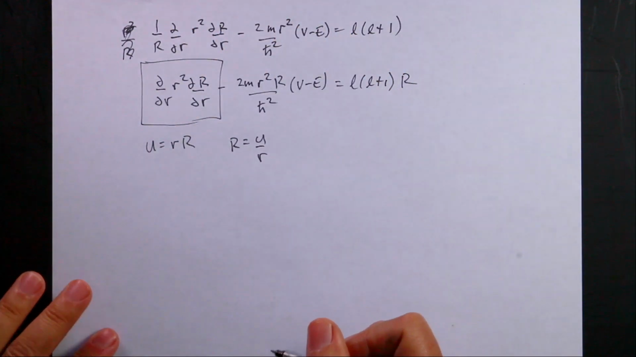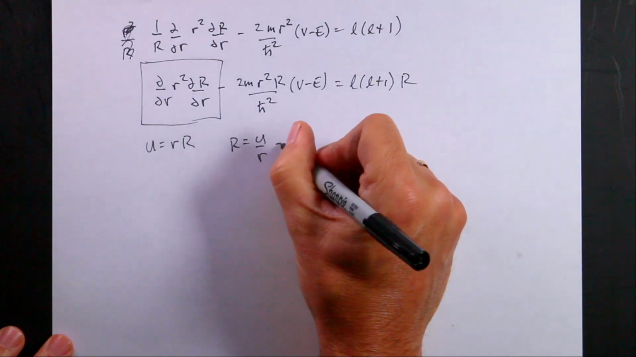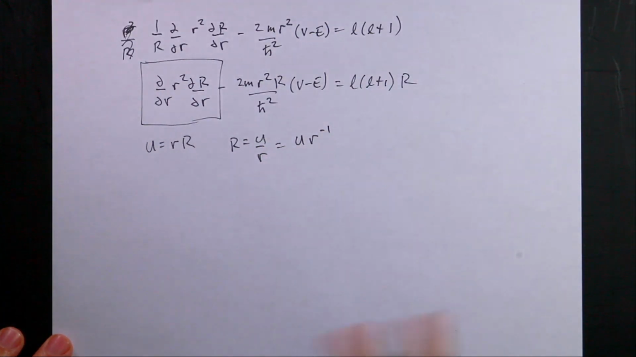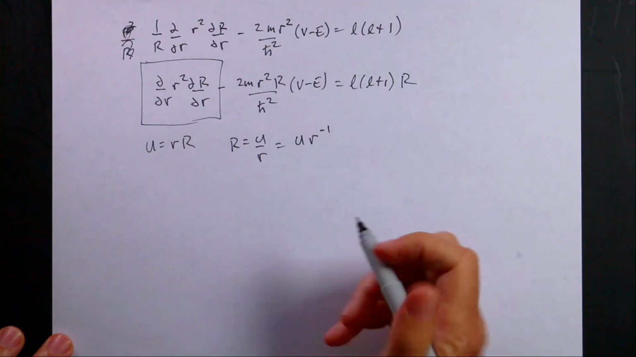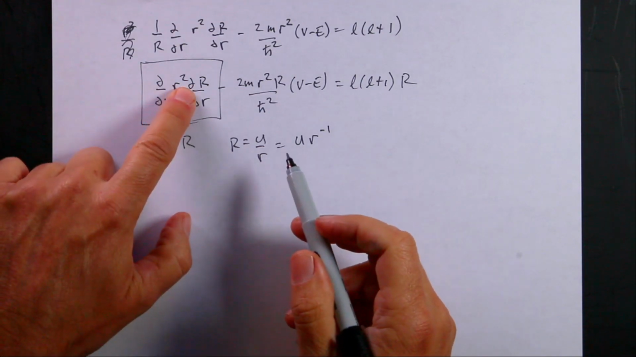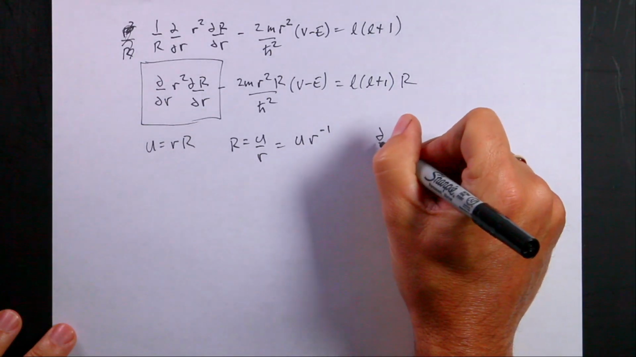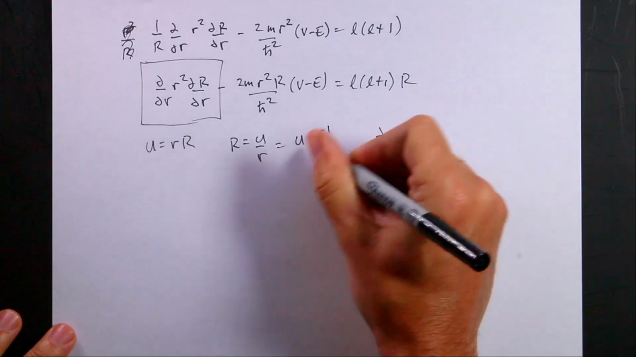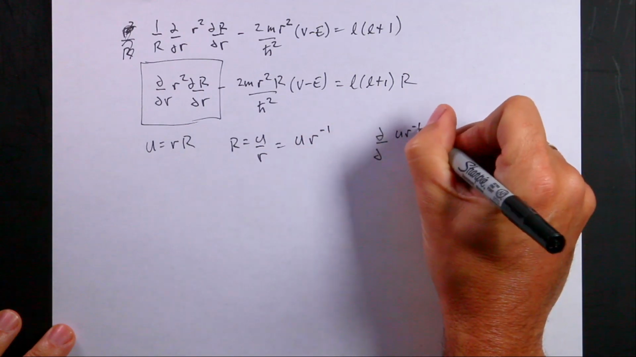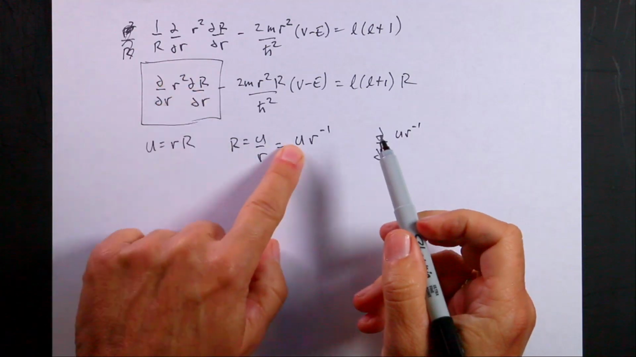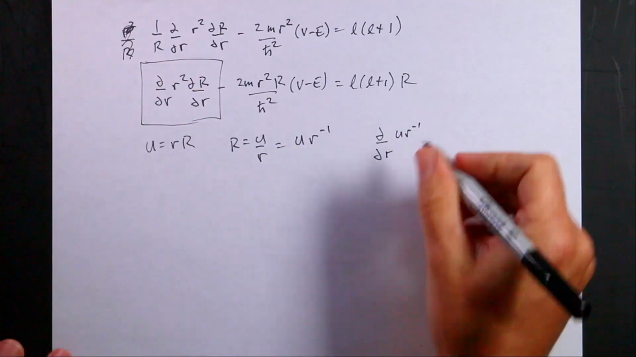So let's do this. So the first thing I'm going to say, I'm going to actually write this as u times r to the negative 1. I think better of derivatives that way. It's something I can remember. So let's do this. Let's take the partial with respect to r, of R with respect to r. So the partial of R with respect to r is going to be the partial of u times r to the negative 1 with respect to r, right? I'm just replacing, instead of R, I put in my u times r to the negative 1.